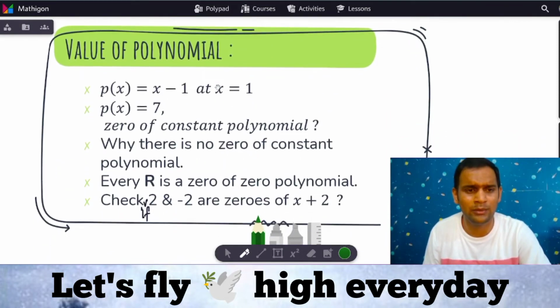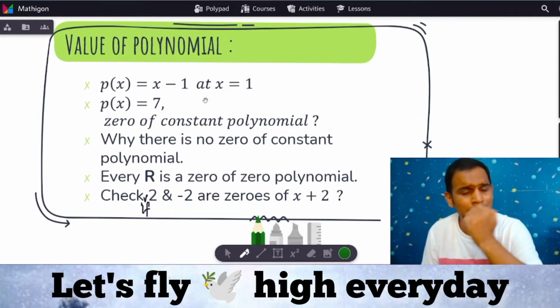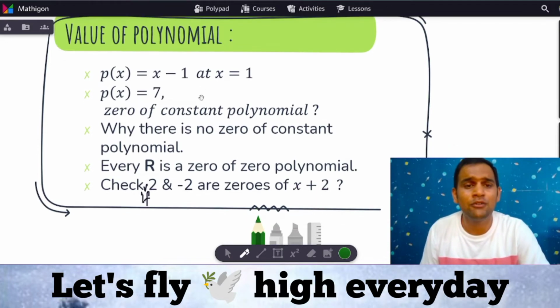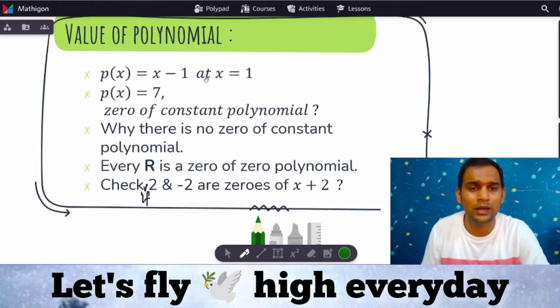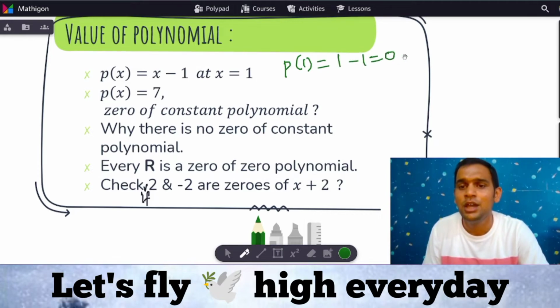Now the value of a polynomial, let's try to understand it in a little more detail. So p of x equals x minus 1. If we try to find the value at x equals 1, so what do we write? P of 1, instead of x we write 1. 1 minus 1 equals 0. So p of 1 will be 0.